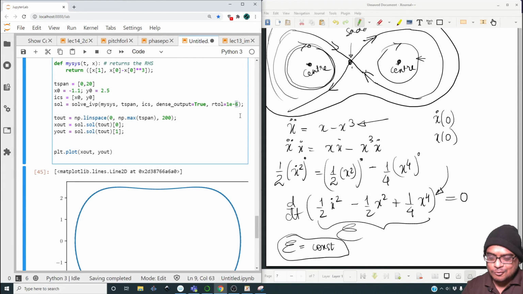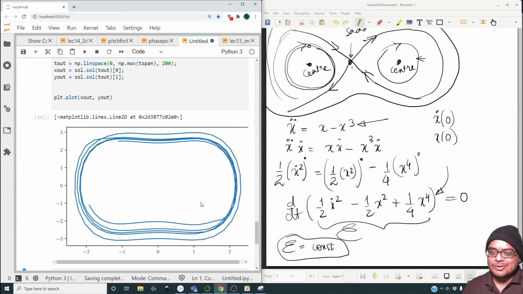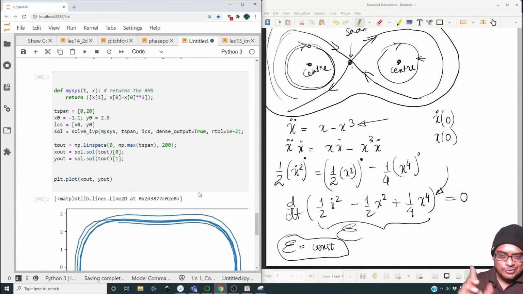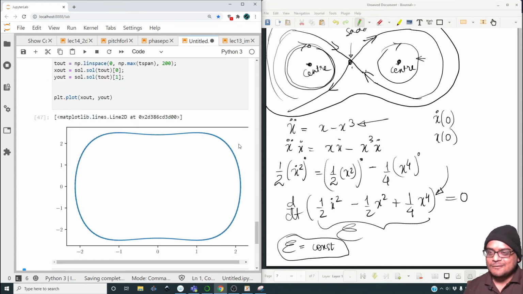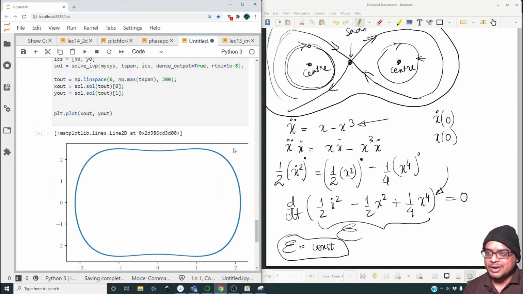If I reduce this to 1e minus 2, look at how errors are being accumulated. The orbit should not degrade into so many orbits. It should be a single curve. That is why increasing this will really make things look much better.